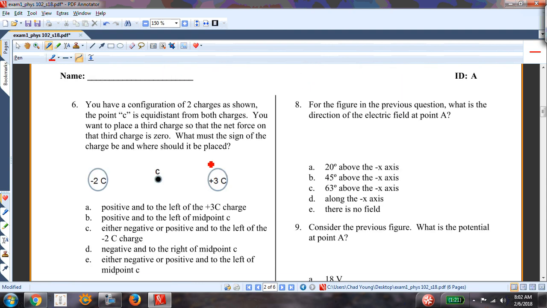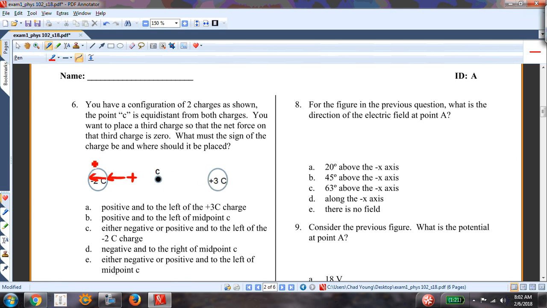You have a configuration of 2 charges as shown. The point C is equidistant from both charges. You want to place a third charge so the net force on that third charge is 0. What must the sign of the charge be, and where should it be placed? Well, let's just play around and see what we can find. Let's say, what if I put a positive charge here? Well, it will feel attracted to that one, and then it'll be repelled from that one.